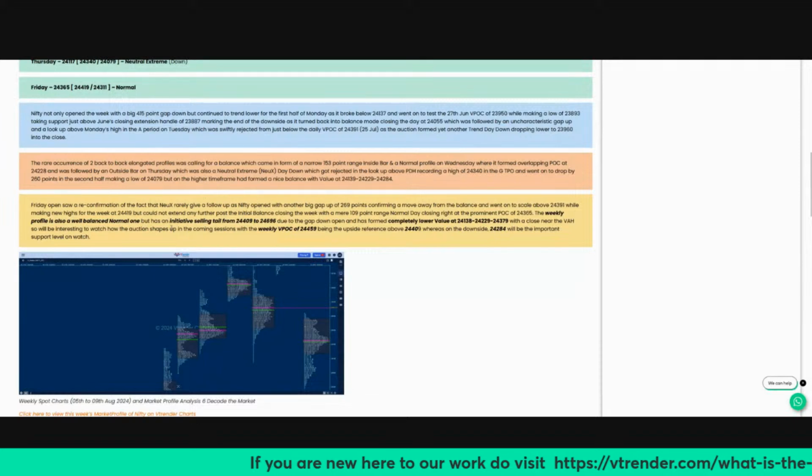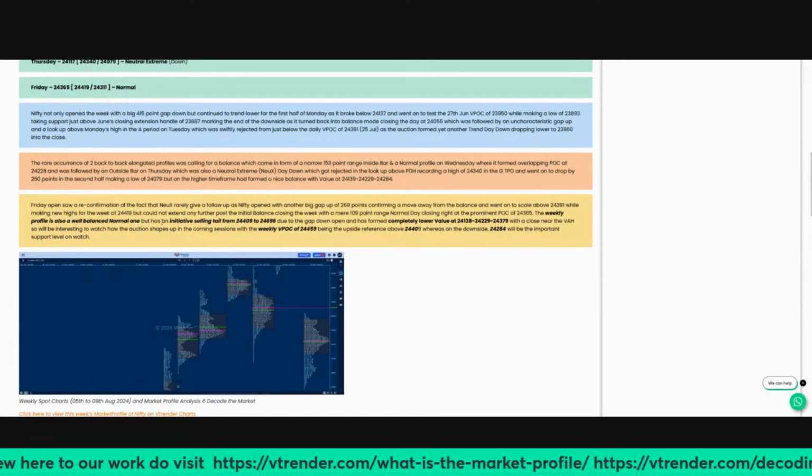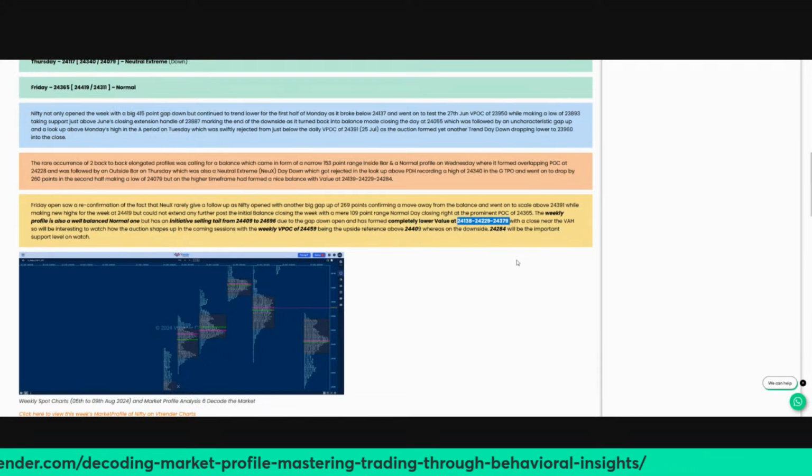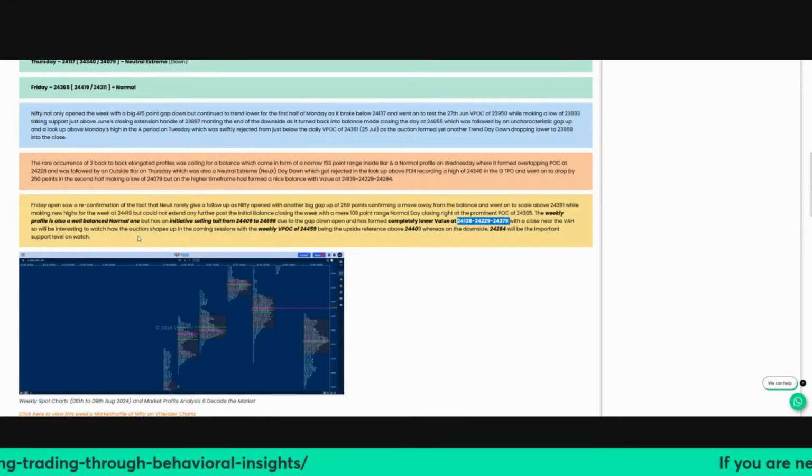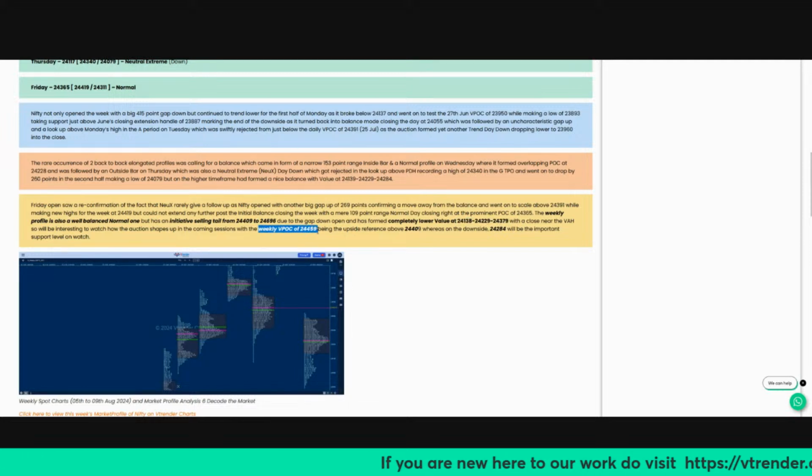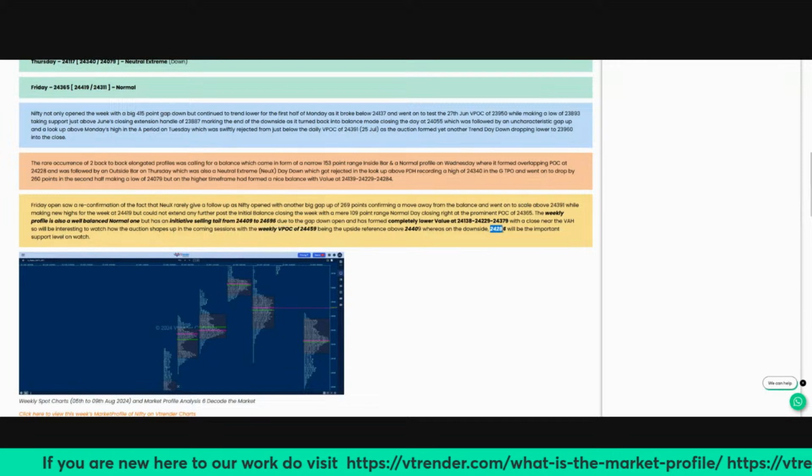So our closing remark of the weekly report was the weekly profile is a well balanced normal one with an initiative selling tail from 24409 to 24696 due to the gap down, and has formed completely lower value. So this was the value area zone with a close near the value area high. So it will be interesting to watch how the auction shapes up, with the weekly VPOC of 24459 being the important upside reference, whereas on the downside 24284, which was the value area high of the 3-day composite, will be the important level.